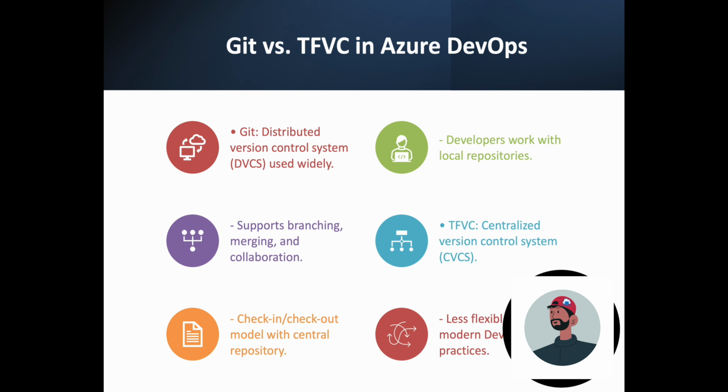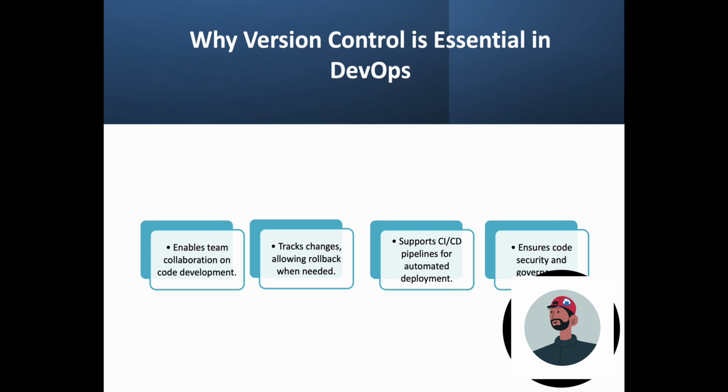On the other hand, TFVC is a centralized version control system. It follows a check-in, check-out model where all the code changes are tracked in a central repository. TFVC is often used in legacy applications, as we mentioned before, but Git has become the industry standard due to its flexibility and efficiency. So why is version control essential in DevOps?